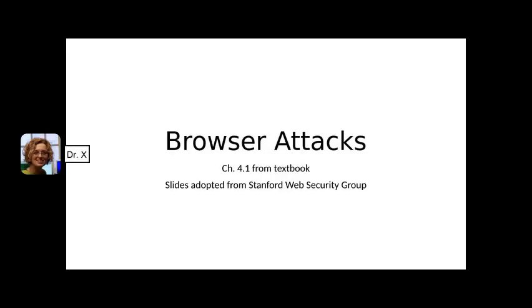All right, we have reached chapter 4, where we will discuss browser and web application attacks, and this fits perfectly with our computer networks review, and specifically the top layer, layer 5, the application layer. The slides were taken partially from your textbook. As a source, I used textbook chapter 4.1, and I also used the Stanford Web Security Group slides as a source.